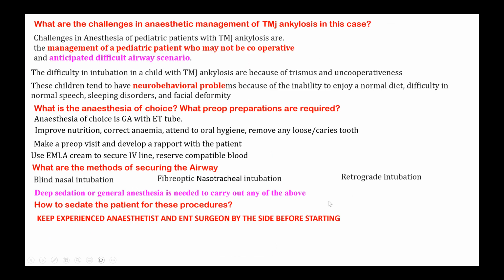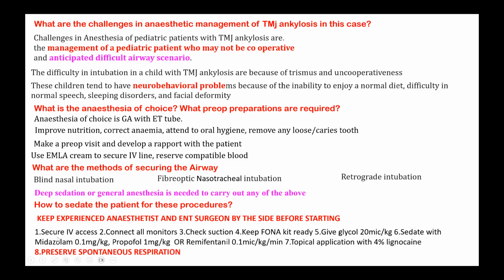Sometimes we can land up with inability to intubate and inability to ventilate. The patient goes into sudden laryngospasm and is not able to breathe, and you are not able to put the tube in also. So it is always better to keep experienced people with you. Then secure IV access, connect all monitors, check for a functioning suction, keep the front of neck access kit ready, that is, the cricothyroidotomy set or the tracheostomy set be ready.